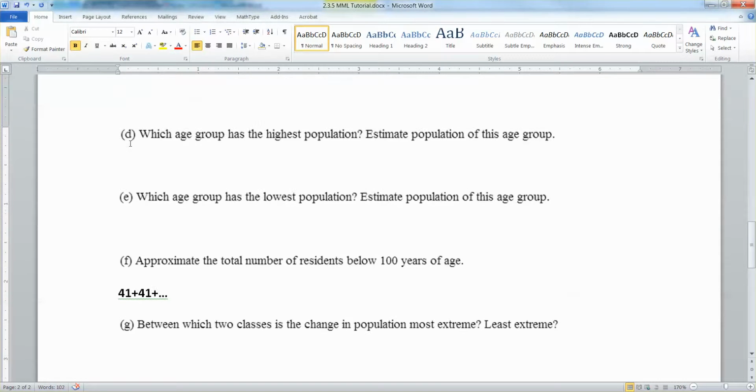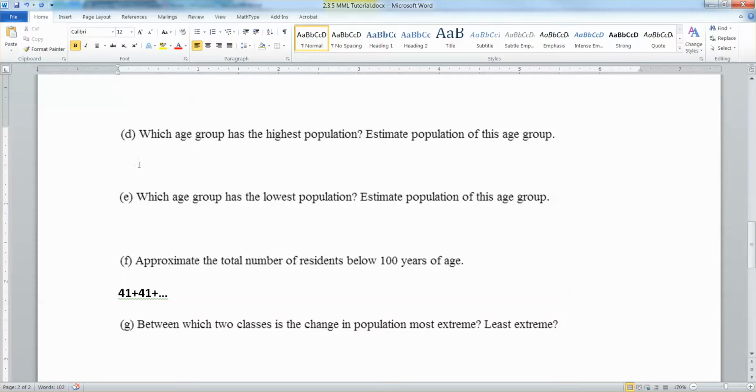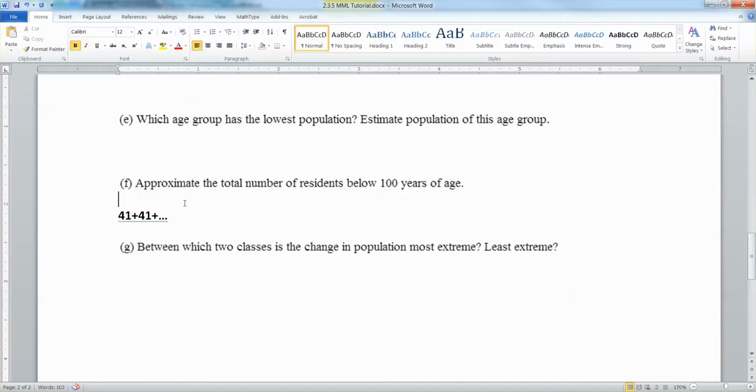Okay, I realize I didn't quite give you the answers for D through G, but I hopefully showed you what to look for. D and E should be pretty simple. You're just looking for specific points. And then F, you're just going to add up all your numbers, your frequencies, if you will. And then for G, you're going to look for where the differences in consecutive classes is greatest and where the difference is smallest.